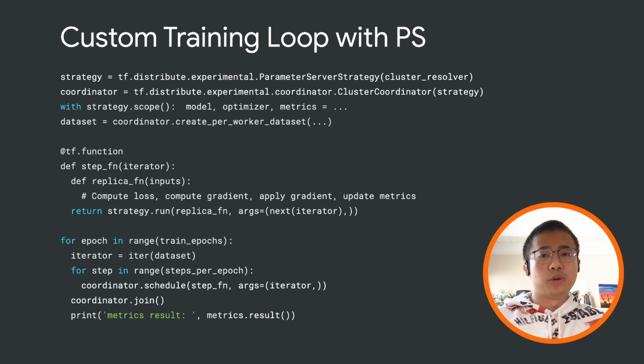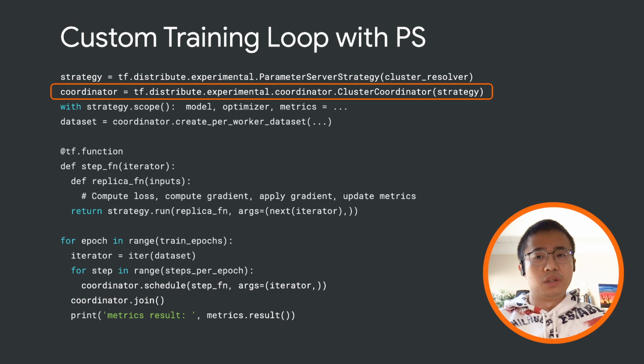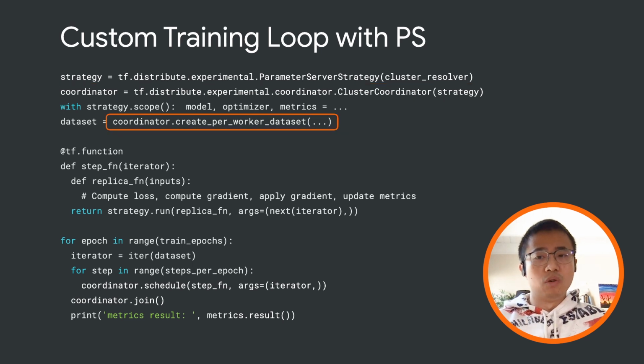Now here is the training loop with parameter server strategy and a cluster coordinator. We try to have minimum changes for users when they switch between strategies. We still use a distribution strategy to define the training loop, and we use a cluster coordinator to dispatch this training work to remote workers. As highlighted here, we first create a strategy. We create a cluster coordinator and pass in the strategy object. Then we create one dataset per worker using this create per worker dataset method.